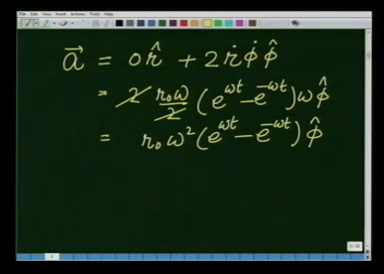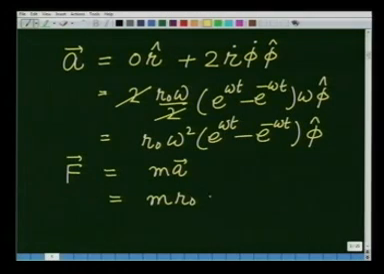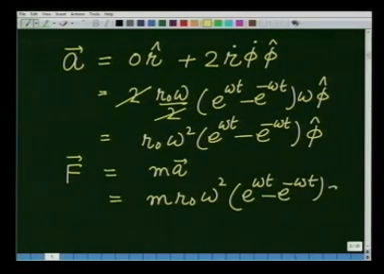How about the force? The force applied by the wire is given by m a and is therefore equal to m r naught omega square (e raised to omega t minus e raised to minus omega t) in the phi direction. So, you see that we have solved this problem in planar polar coordinates in a simple manner. I would urge you to try solving the same problem using x and y coordinates.